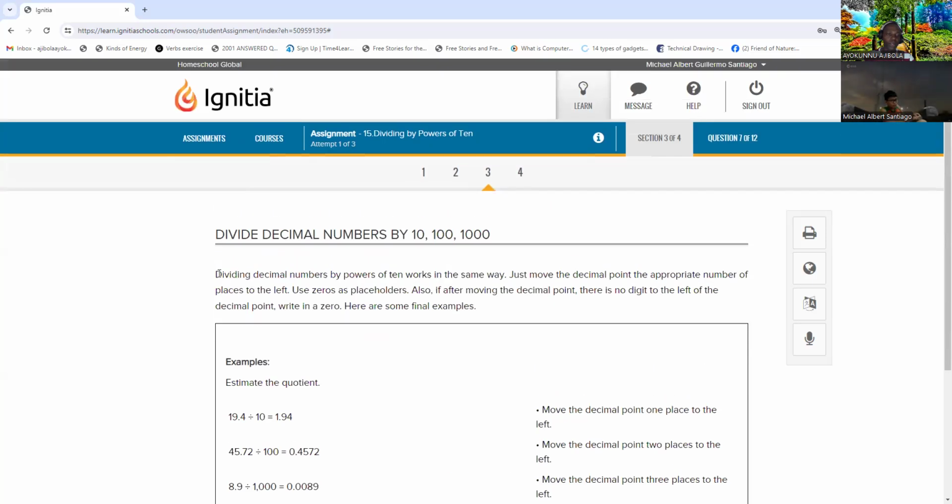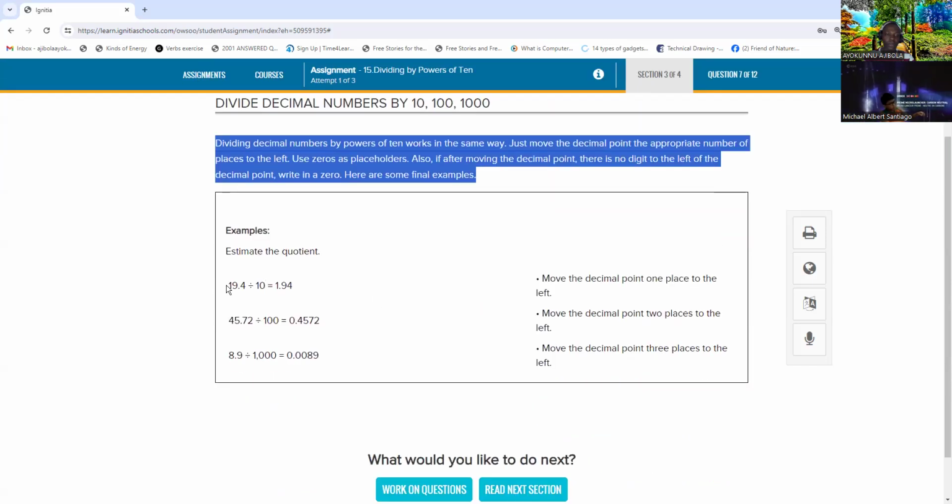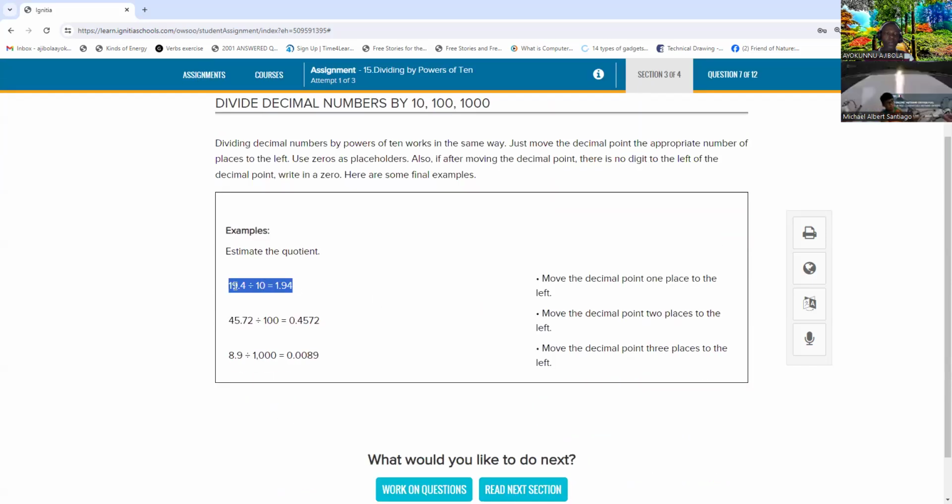Now let's look at this. Dividing decimal numbers by powers of 10 works in the same way. Just move the decimal point to the appropriate number of places to the left. Use zeros as placeholders. Also, if after moving the decimal point there is no digit left to the left of the decimal point, write a 0. Here are some examples. We are dividing 19.4 by 10. We will move the decimal point to the left, and that is 1.94. Is that clear?